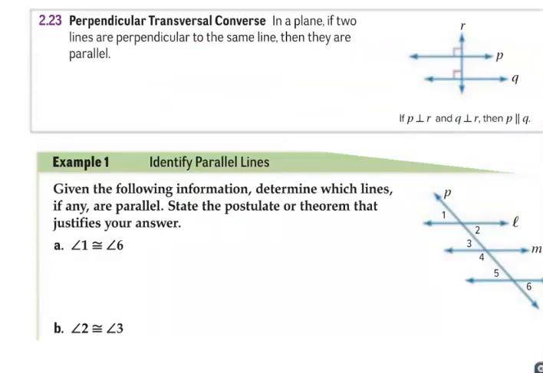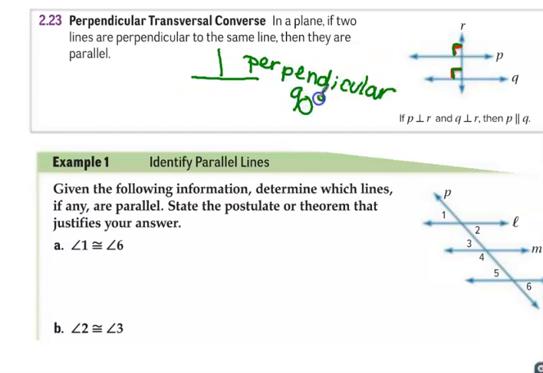All right, back to the notes. Another one, perpendicular transversal converse. In a plane, if two lines are perpendicular to the same line, then they are parallel. Okay, so if P is perpendicular to R and Q is perpendicular to R, then P is parallel to Q. Why? Because if these make 90 degrees, that means that they are congruent. These two angles are congruent to each other. All right? So this symbol means perpendicular, which means it makes 90-degree angles. So that's another converse that you might see.